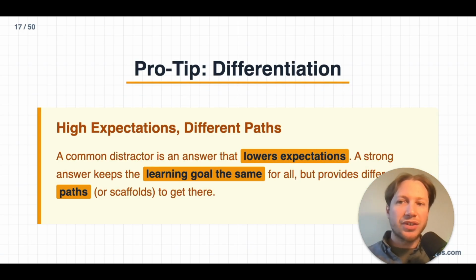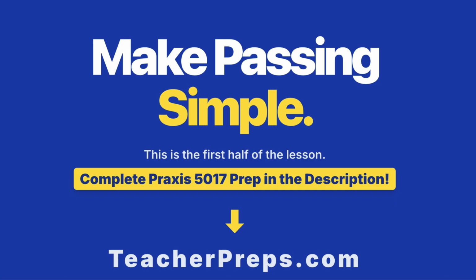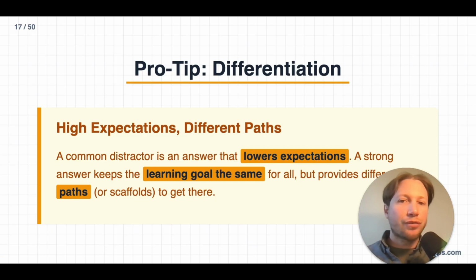All right, now pro tip here. Remember, differentiation is not at all about lowering expectations, and you will likely receive a question on test day where you are presented with an answer option that mentions, just give them an easier book to read, and that's not going to be the correct response. So look out for that. Now, differentiation is really all about providing different paths to help our students reach the same goal, that at grade level goal.